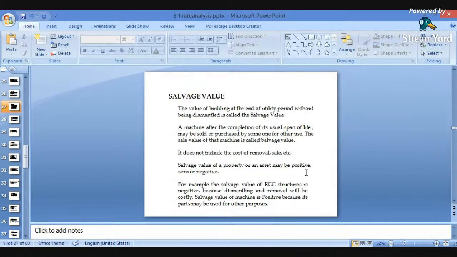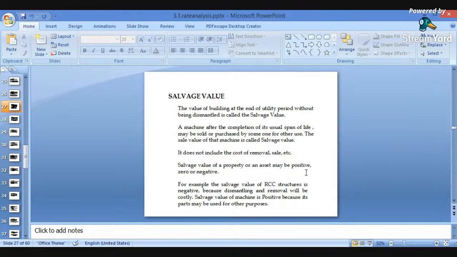Without being dismantled, suppose there is a residential building. After the life of the building, that residential building or those heavy structures or any structure can be used for godown purposes, or it can be used for the storage of food grains, or can be used for the storage of various materials also. So instead of leaving residential buildings, we can use that structure for some other purpose.